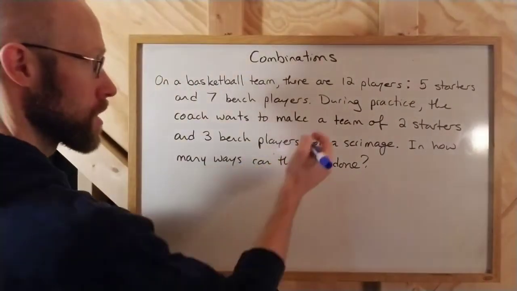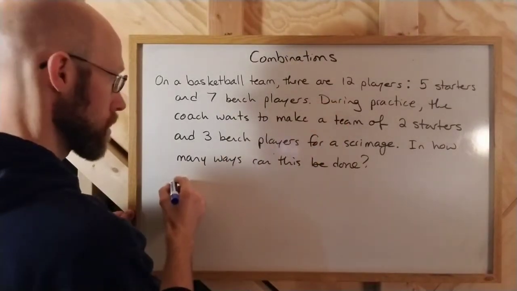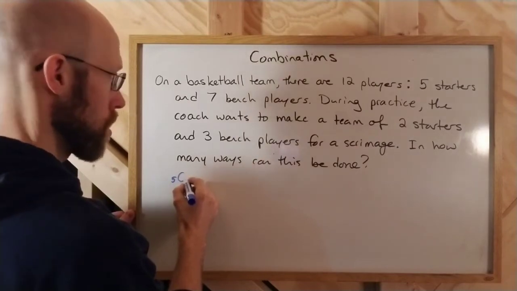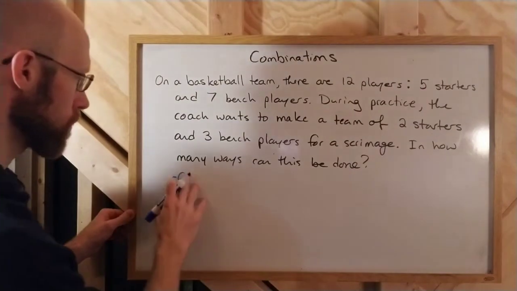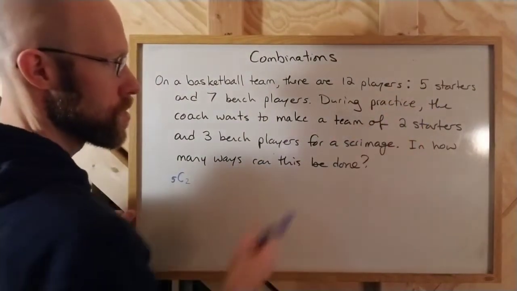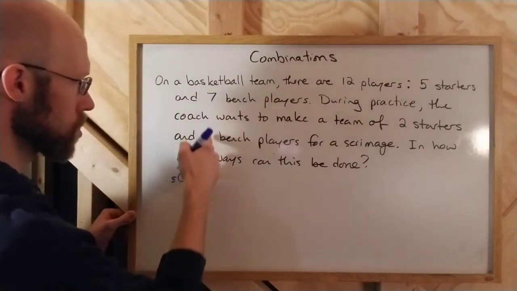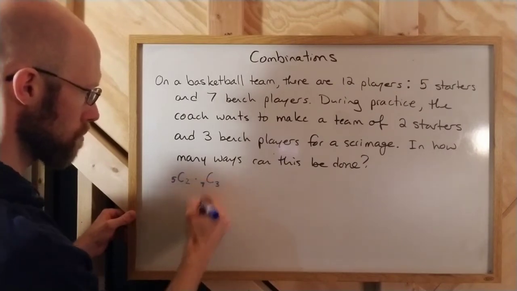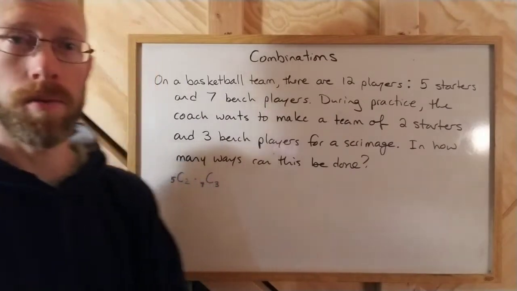So to get each one of these, you're going to take, let's see, 5 choose 3, or no, I'm sorry, 5 choose 2. That's your starters, right? 5 choose 2. Yep. And then you're going to multiply that by 7 choose 3. Again, the order doesn't matter. That's why we're using the combination formula rather than the permutation formula.